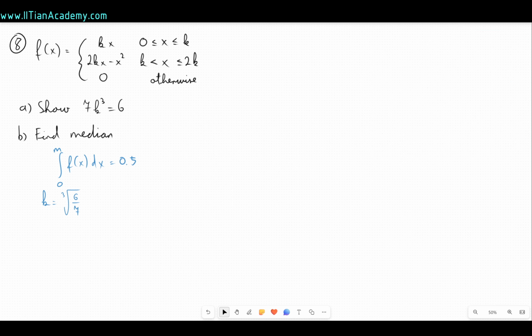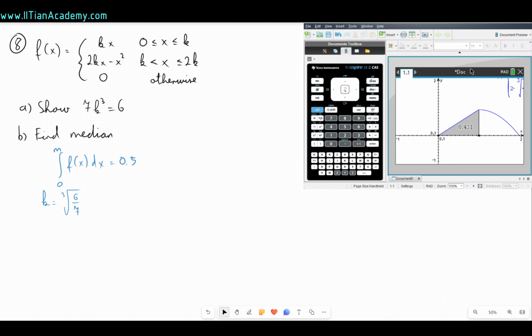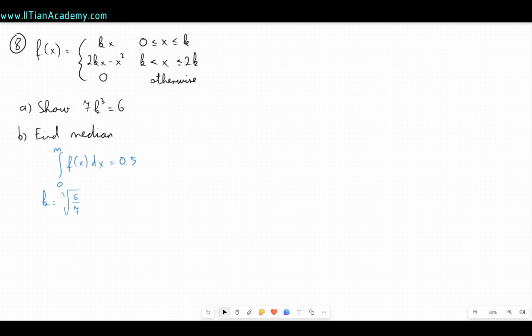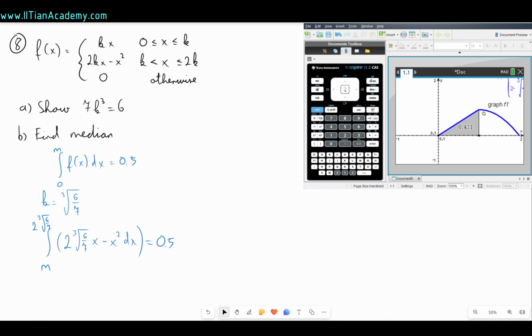So what we can say now is that we can write up an integral for this. We need to find the integral from m, so from the second region, until the maximum, which is 2 times k, so 2 times the cube root of 6/7, and this function is 2 times cube root 6/7 x minus x squared dx, equal to 0.5. Pretty much what we are doing here, we want to find this value of m such that this region here will be 0.5, as obviously the other side will also be 0.5 then.